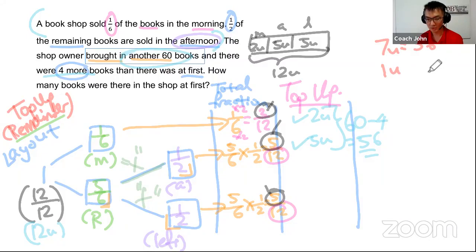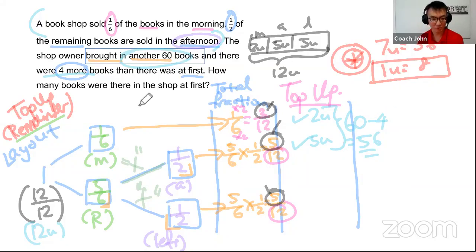1U will be 8. Again, use your North Star to guide you. This is your North Star. When you look up into the sky, you need to find the North Star. So when you look at a question, you need your North Star to guide you as well.